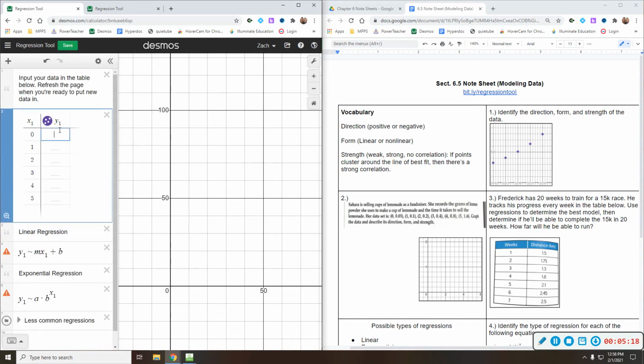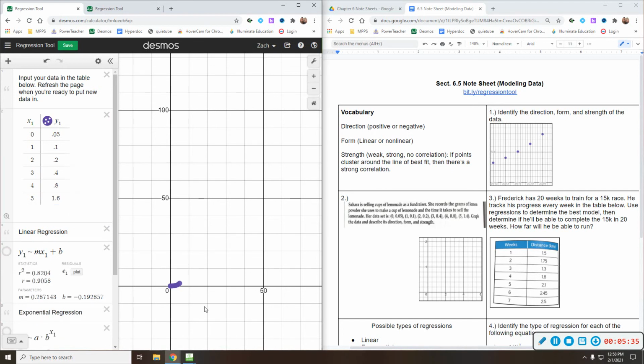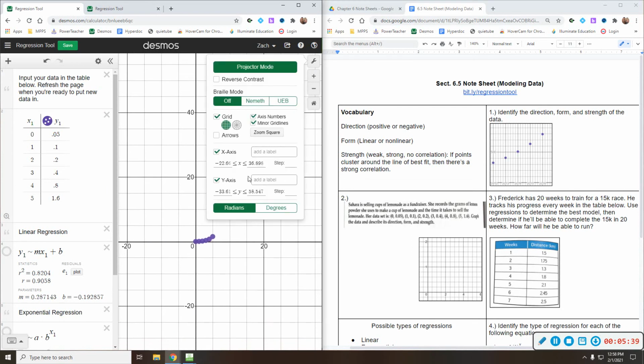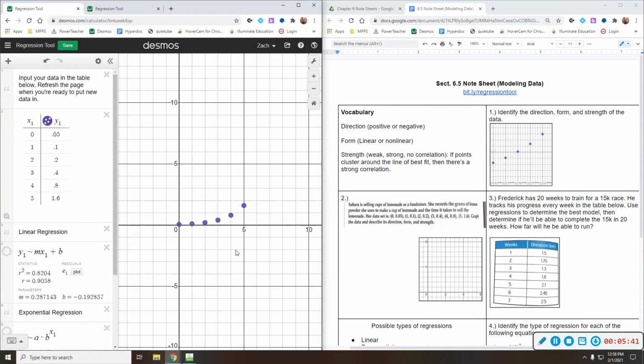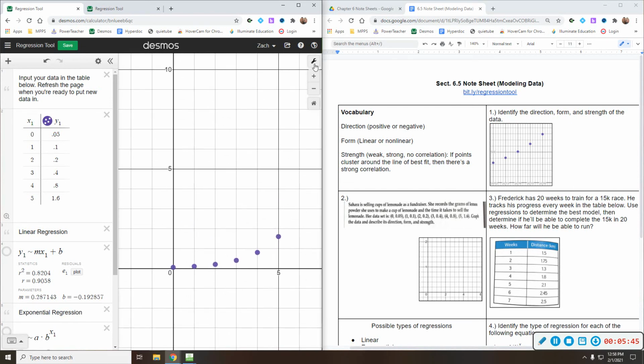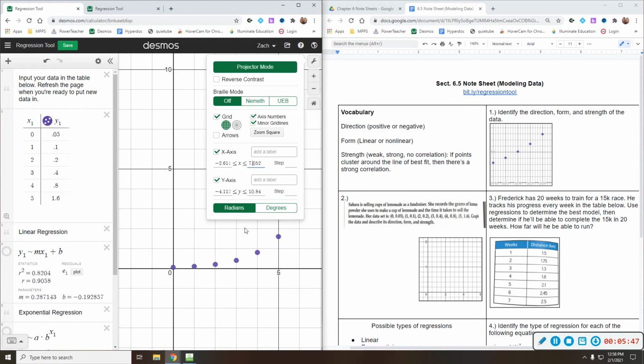Okay, and then in the y's, we're going to go, let's see, 0.05, 0.1, 0.2, 0.4, 0.8, and 1.6. And there's a good chance that the default scale is not going to be great. So you will have to change that. You can either do the zooming thing here. This looks like zooming is going to work pretty well. Or you might have to change the x and the y-axis scales here.